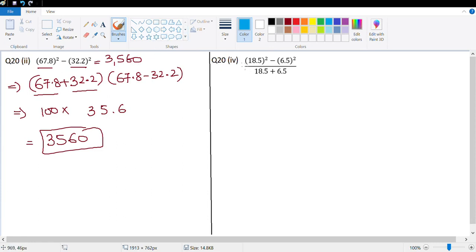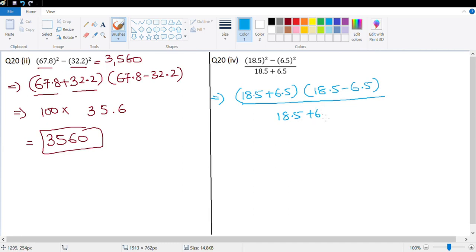Last question of this exercise and the chapter. That's question number 20, part 4. Again, this is of the form x² minus y², which means this can be written as (18.5 plus 6.5) multiplied with (18.5 minus 6.5). In the denominator, we have 18.5 plus 6.5. I notice 18.5 plus 6.5 gets cancelled in the numerator and denominator. So this is 18.5 minus 6.5, which is equal to 12. So this final answer is 12.